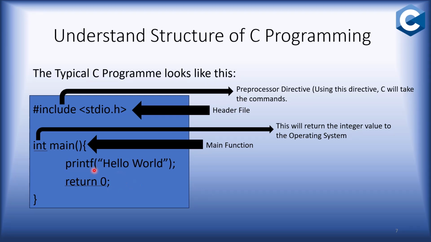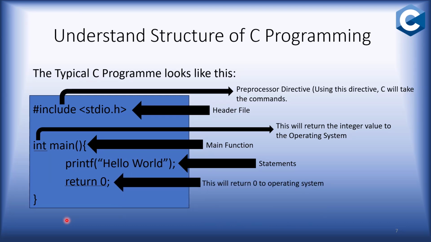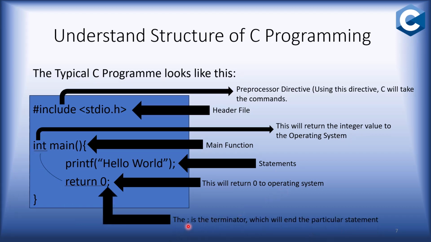in the main function. Now after that we have the printf statement, which is taken from the stdio.h header file to output the lines in our given program. Then we have the return 0 line. This means we will return integer 0 to the operating system. Now the most important among all is the semicolon, which is also known as the terminator. The terminator will end the statement in the given line.